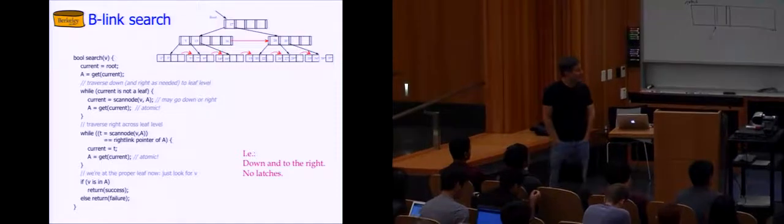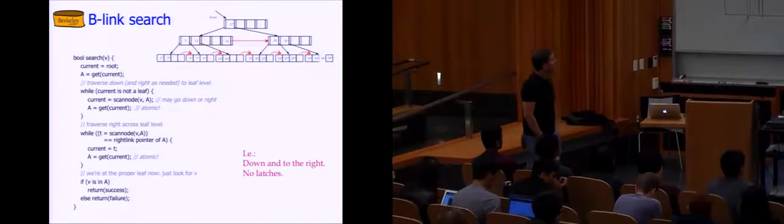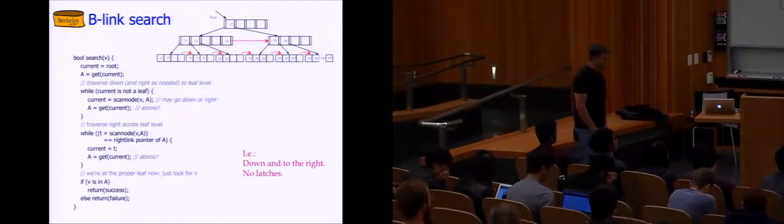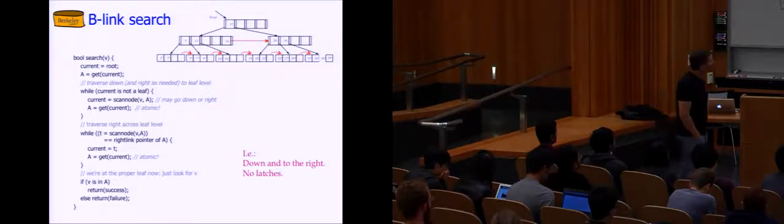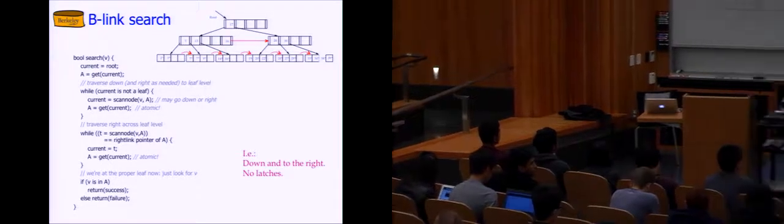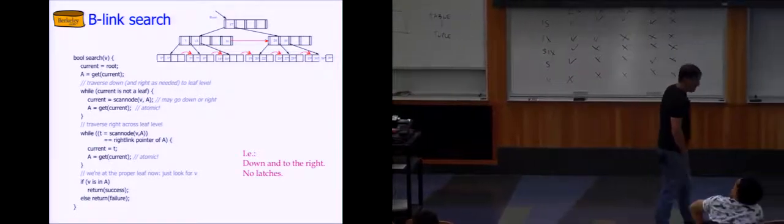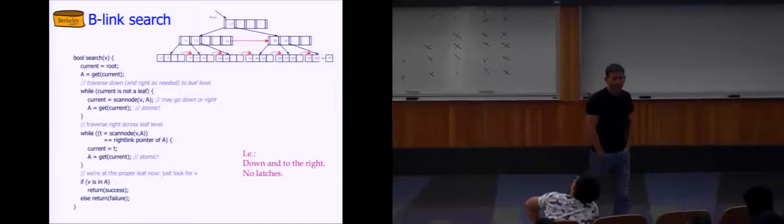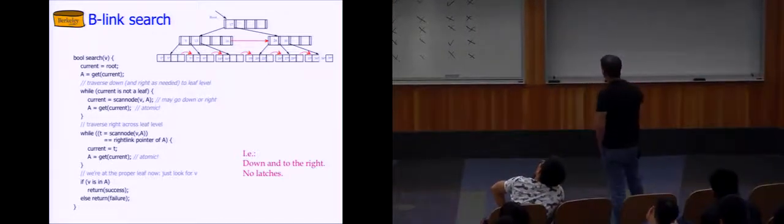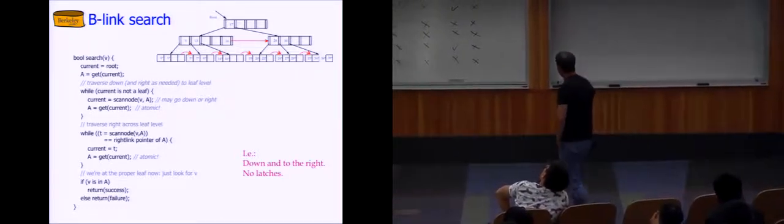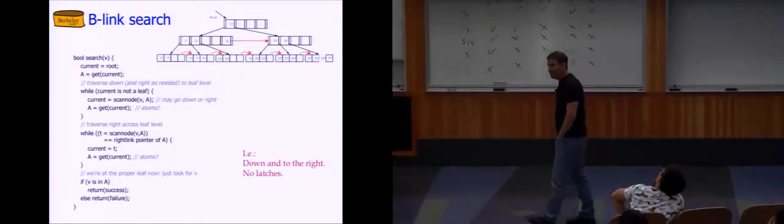And here's the search algorithm. I gratuitously threw a copy of the tree at the top. I'm not sure we need it. But you start at the root. You get a pointer to the root, and you copy the root into a buffer A. And then you traverse down and to the right as needed until you get to a leaf. So while you're not at the leaf, you do scan node to figure out where to go next, which may be down or may be right. And then you copy that pointer that scan node returns into A, into the buffer.